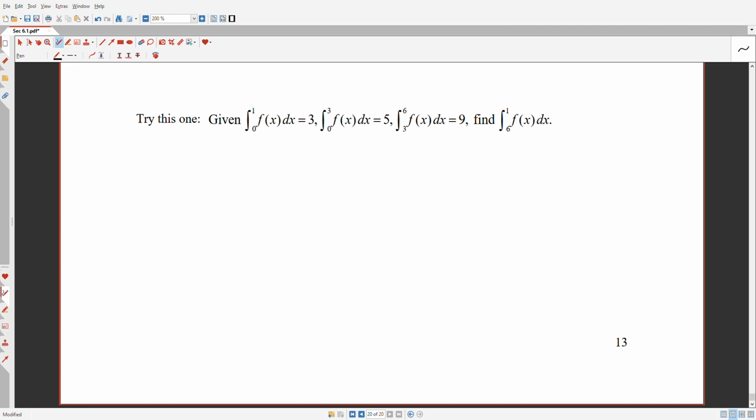This one says, suppose we have the integral from 0 to 1 of f is 3, from 0 to 3 is 5, from 3 to 6 is 9, and from 6 to 1 is the one we want to find. What is from 6 to 1?